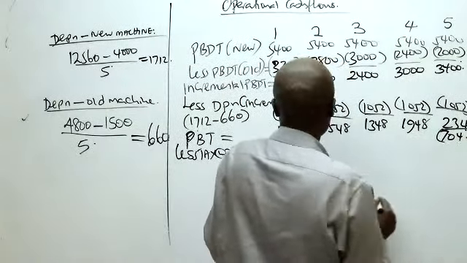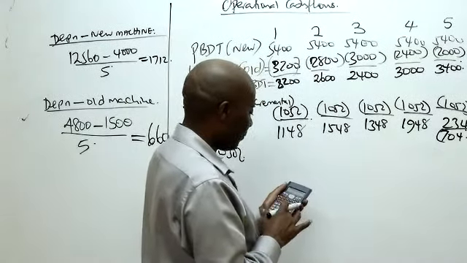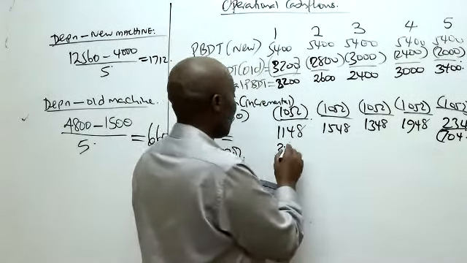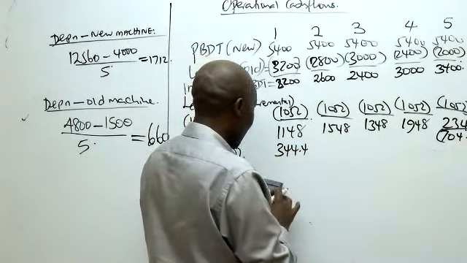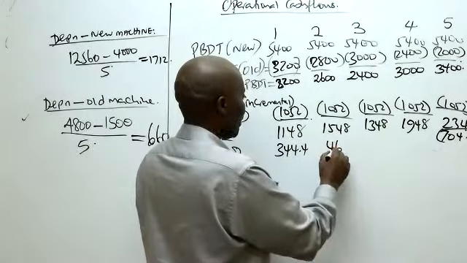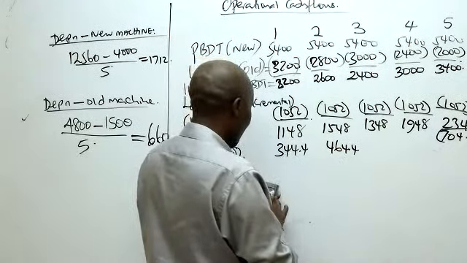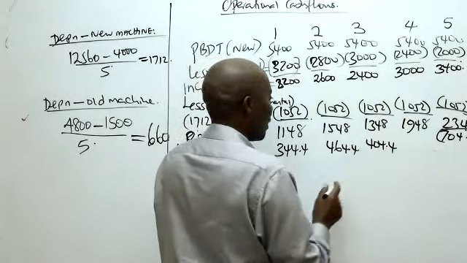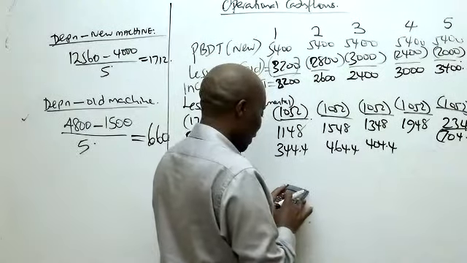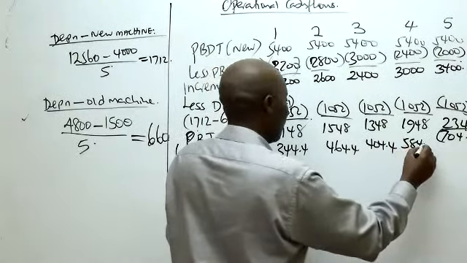704.4. Then we have 1148 times 0.3, which gives us 344.4, 1548 times 0.3, which gives me 464.4, 1348 times 0.3, which gives me 404.4, and then we have 1948 times 0.3, 584.4.